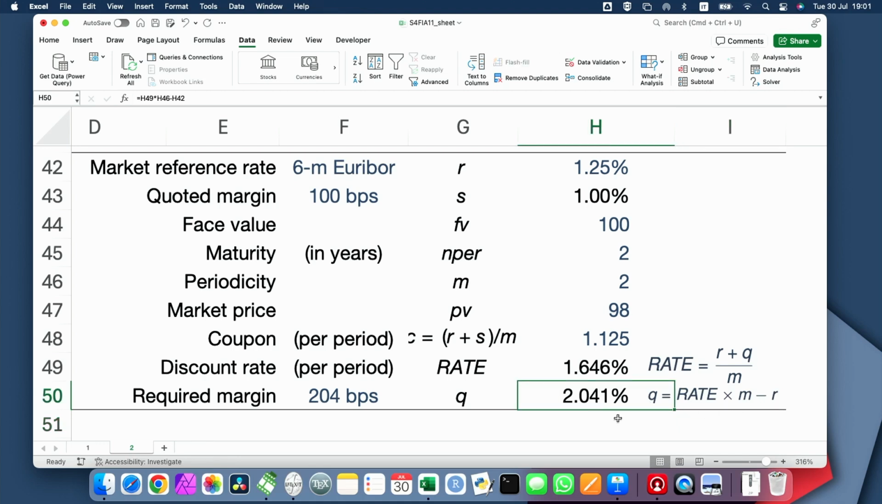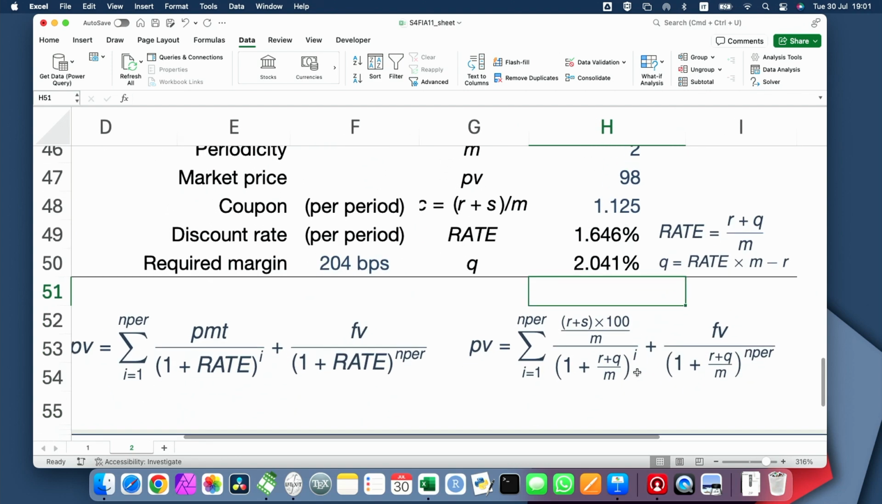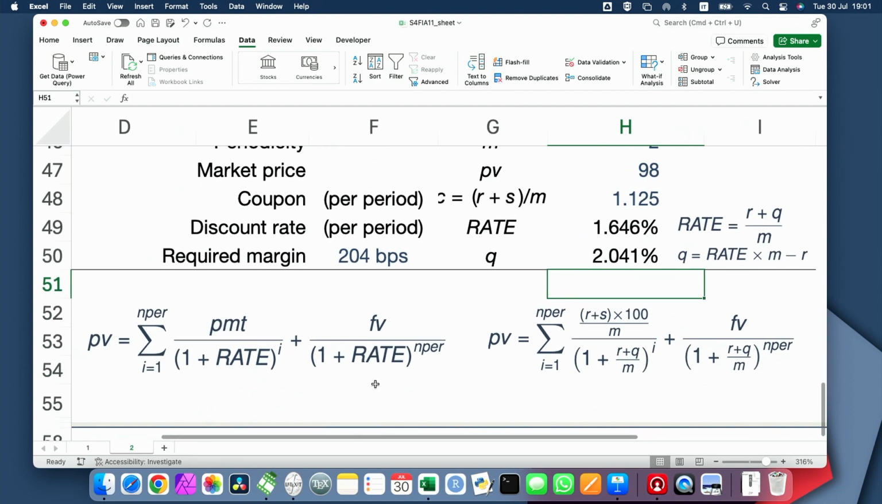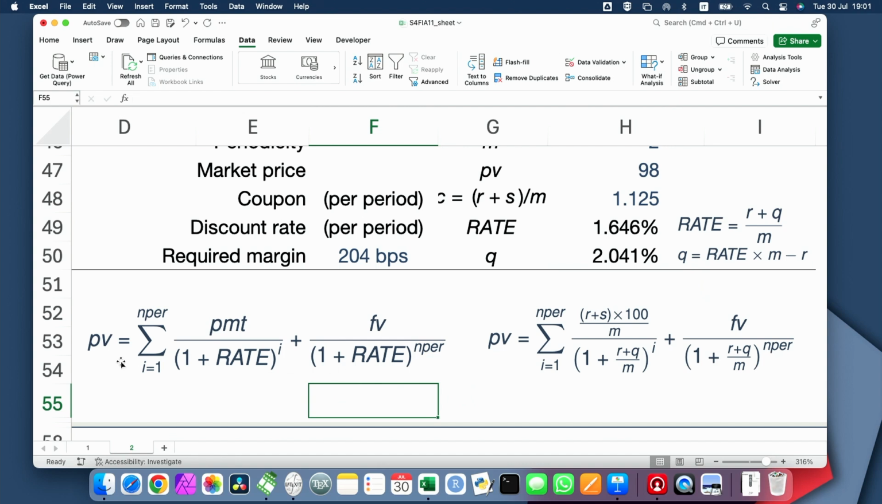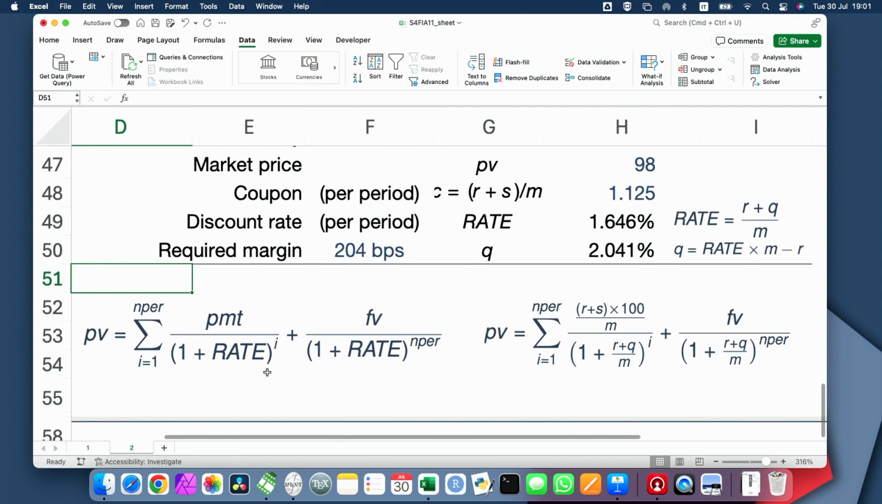Please note also that I replaced our previous notation with the one that Excel uses. The discount rate R plus Q divided by M has become rate. The coupon payments have become PMT. The face value of 100 is now FV for future value. The market price is PV for present value, and the number of periods is NPER instead of N. I wanted to show you what the formula rate does.